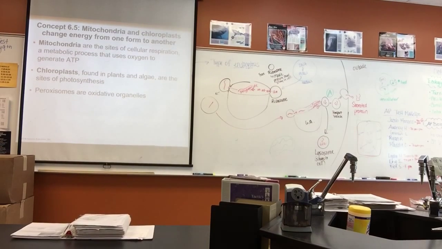So there's just a few other organelles that we need to touch on to make sure that you understand. The first two are the mitochondria and the chloroplasts. These have nothing to do with any of these other organelles, so it's nothing to do with the endomembrane system. They are kind of standalone organelles. So the mitochondria is the site of cellular respiration. It's a metabolic process that uses oxygen to generate ATP.